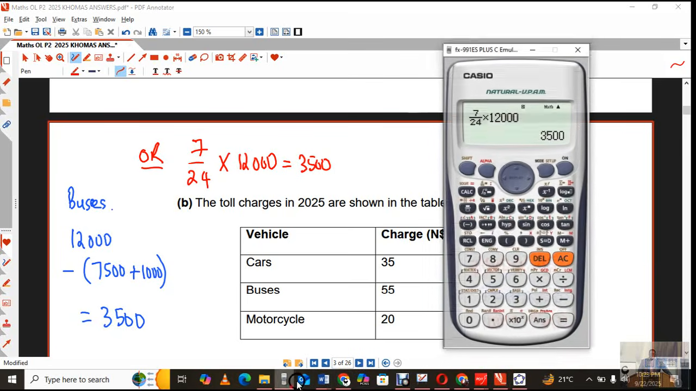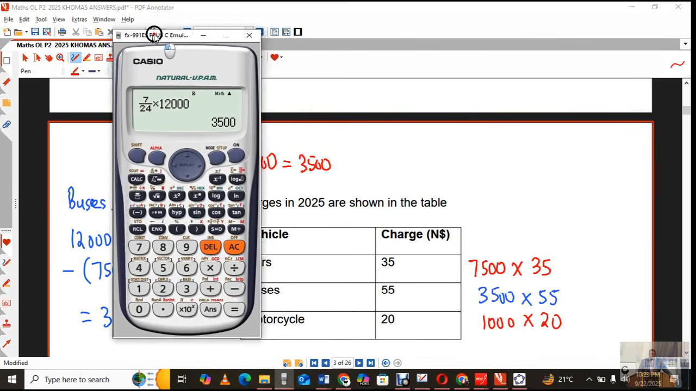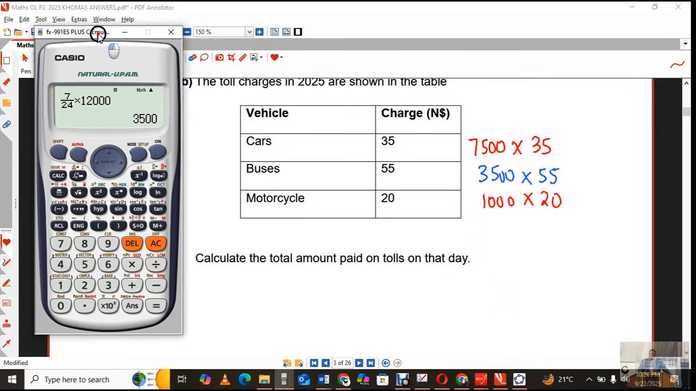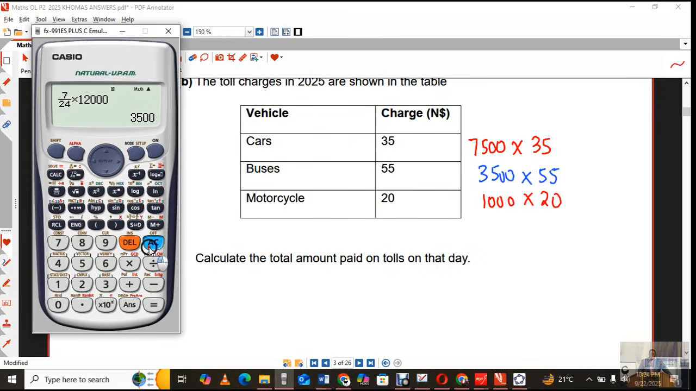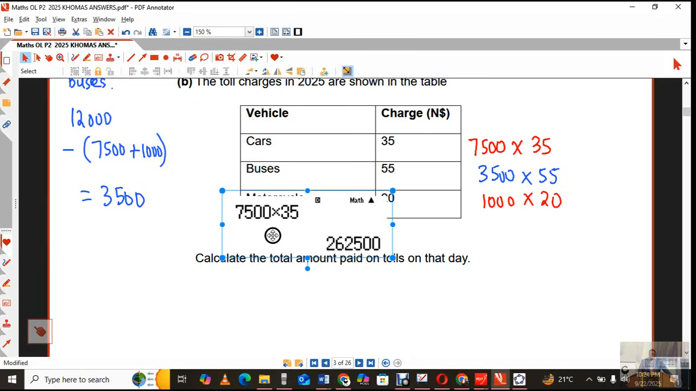Now, bring my calculator back here. So the total charges, that is what the question is asking. So I'm just going to write those total charges under here. So I'm going to take 7,500 times 35. You multiply that by 35, that gives you this value here. So I'm just going to paste that over there.